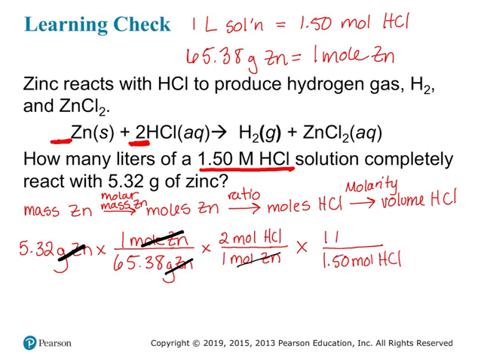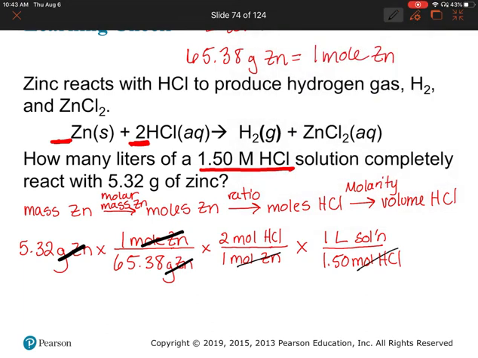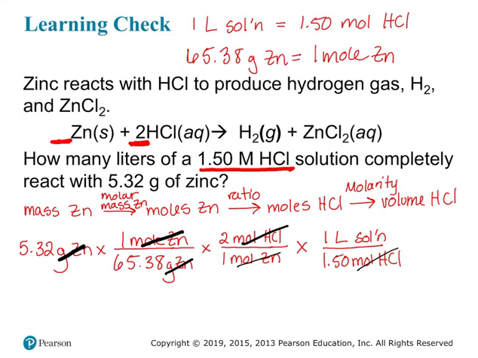So we'll put 1 liter of solution in the numerator. Okay, so we're canceling moles of HCl. All right, so our final unit will be liters of solution, which is exactly what we're trying to figure out. How many liters of a solution do we need in order to react with zinc?